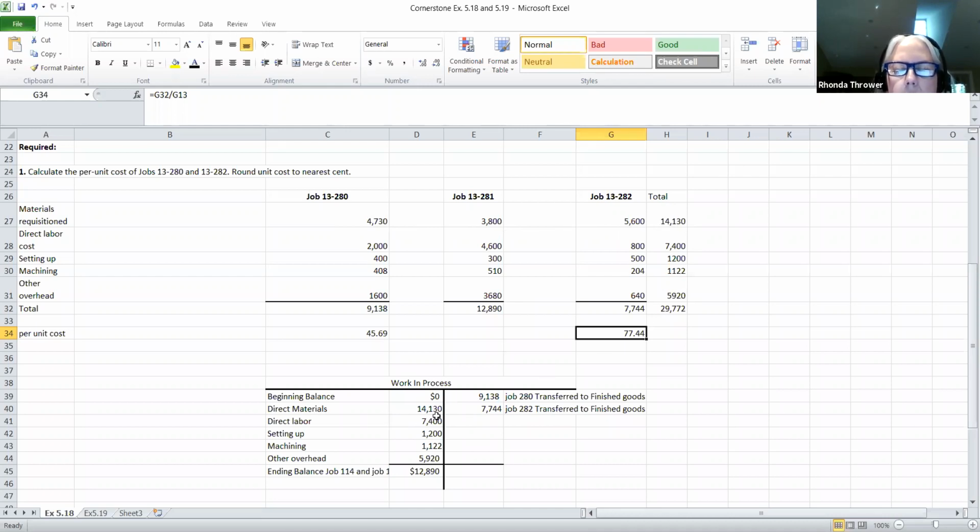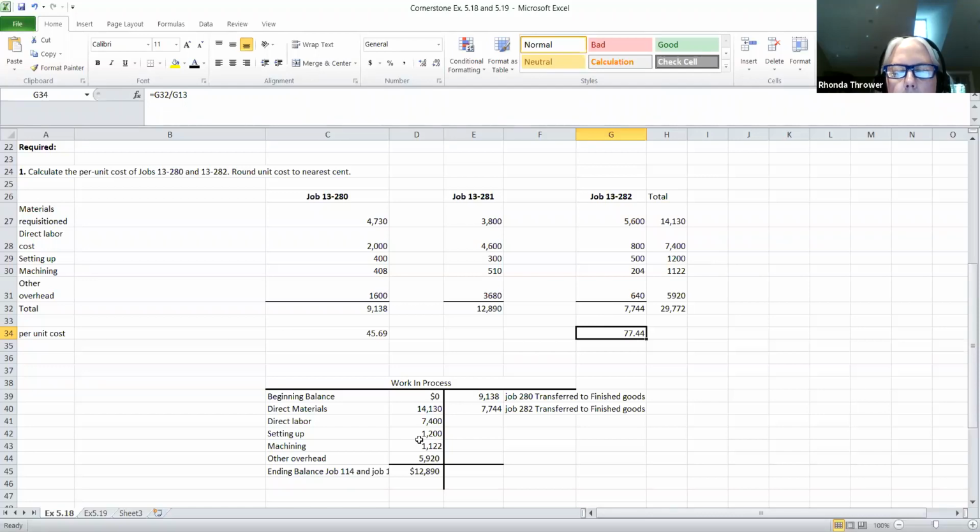So the total of the materials is 14,130. That's what I get as a debit to the work in process for the direct materials. Your direct labor is the total of the labor that was given, and then the total of the labor was 7,400, which would also be debited to the work in process. Then the setups, the amount that was applied for the setup, we would add each setup cost all the way across, and the setups was $1,200.